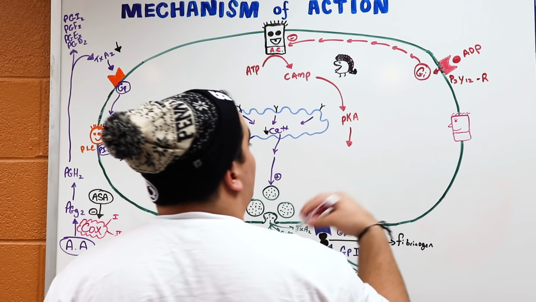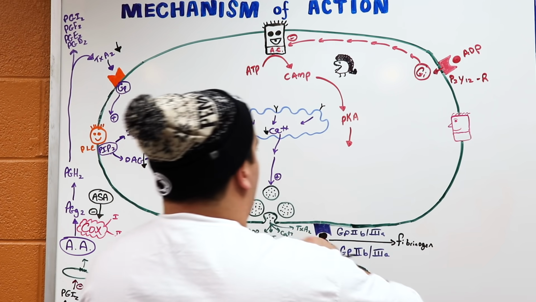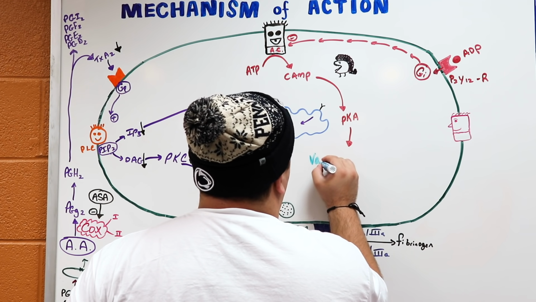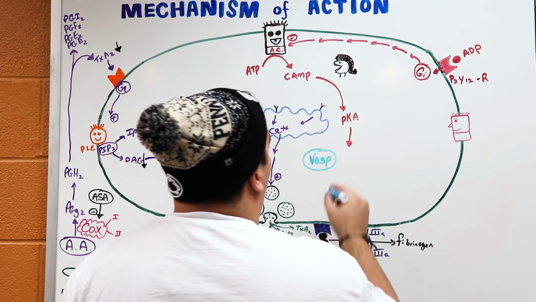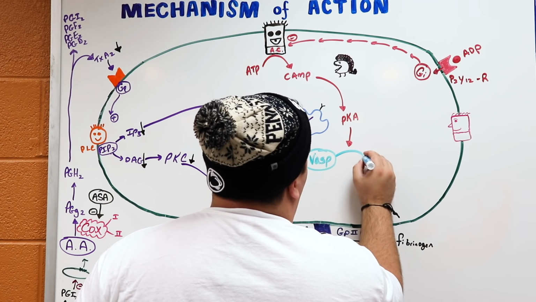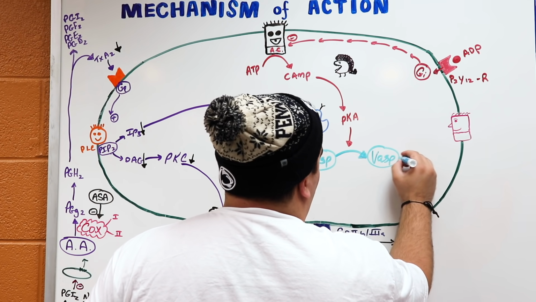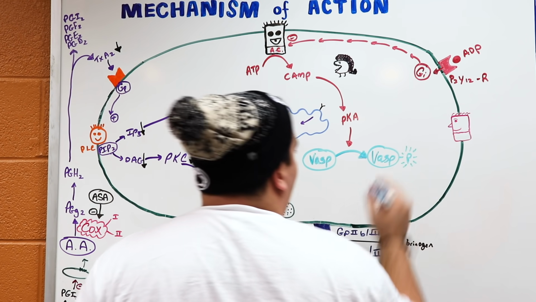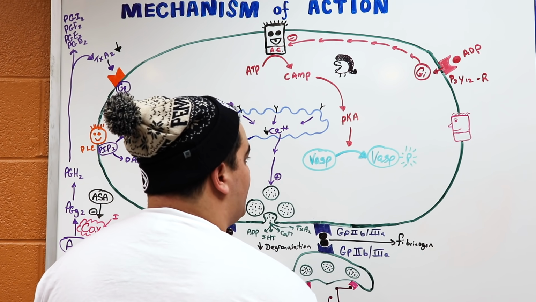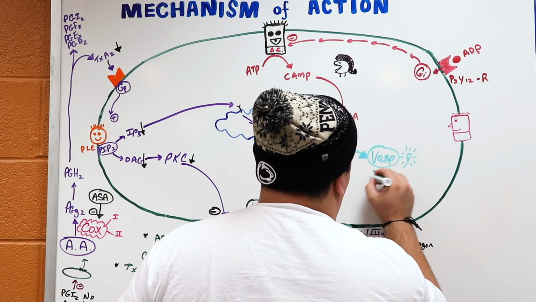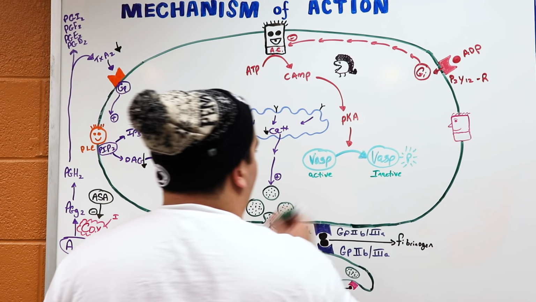Protein kinase A will then phosphorylate another enzyme. Here's another one. This is called vasodilator stimulatory protein, VASP. Now, VASP is going to get phosphorylated into what's called VASP-P, right? So it's going to get its phosphorylation there. Here's what's really interesting. Whenever VASP has that phosphorus group bound to it, it's inactive. And when it doesn't have that, it is active.